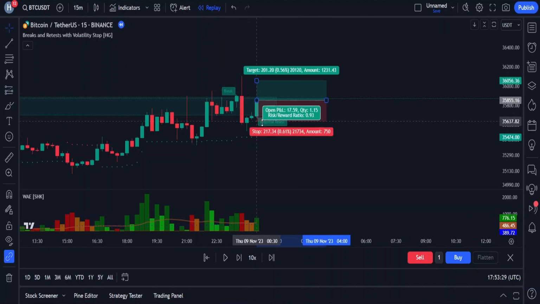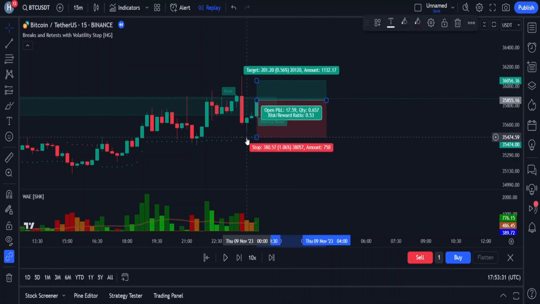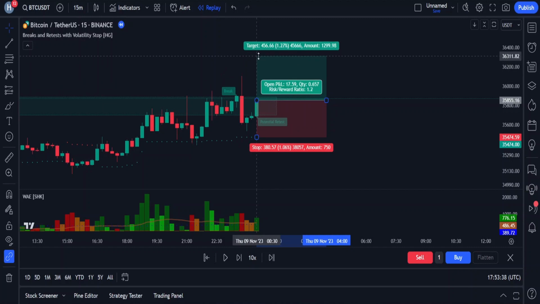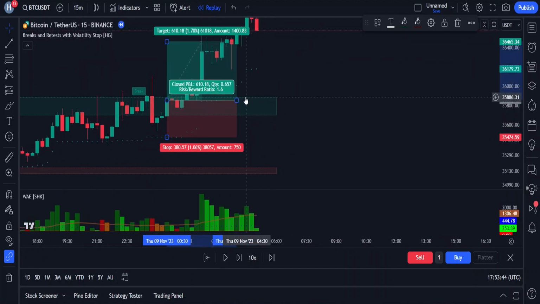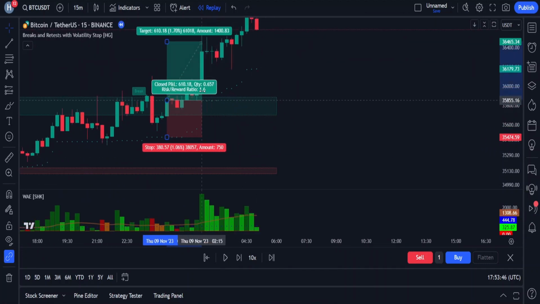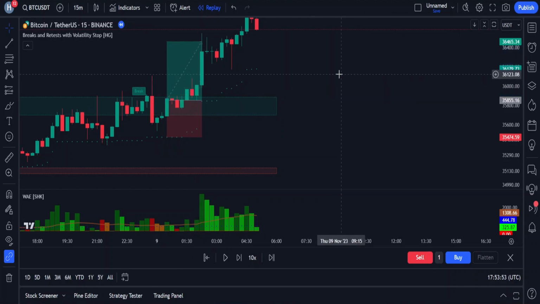Our stop loss for this strategy will be set at the volatility dots, which will be exactly right here. And our take profit target for this strategy will be set at 1.6. Now let's see if this will be a profitable trade or not. I hope you guys have understood the rules for entering a buy trade using this strategy. Now let's go through the rules for entering a sell trade using this strategy.